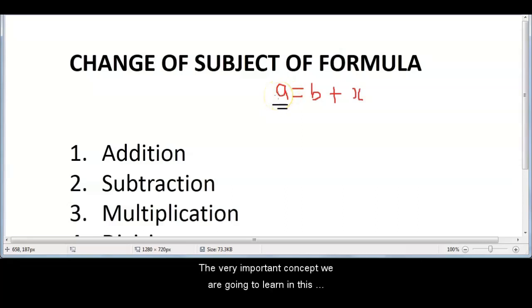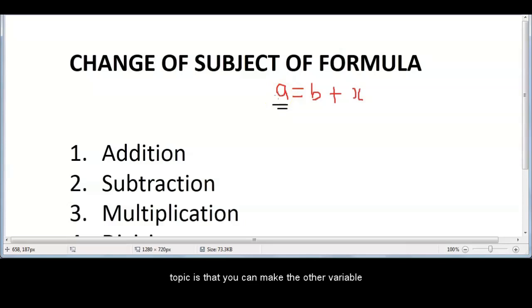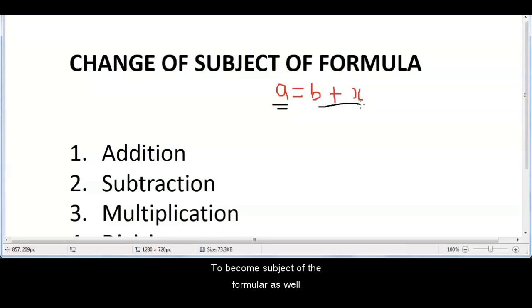The very important concept we are going to learn in this topic is that you can make the other variables on the other side of the equation become the subject of the formula as well. That is, B can be the subject of the formula. X can also be the subject of the formula. It doesn't have to be only A.